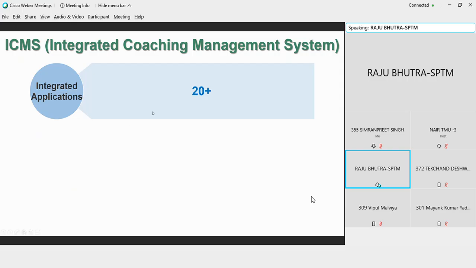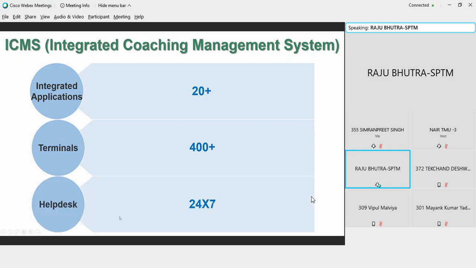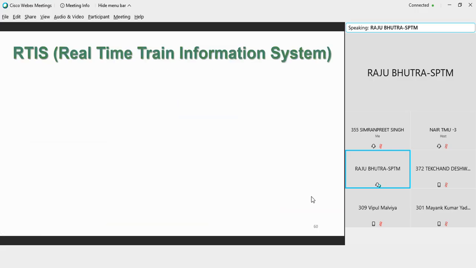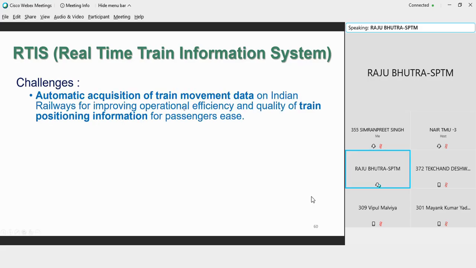Then integrated applications: there are 20 plus integrated applications, 400 plus terminals, and the help desk is available around the clock, 24/7. And there is a real-time train information system also, for automatic acquisition of train movement data on Indian Railways, providing operational efficiency and quality of train positioning information for passenger ease. It can be done using this.